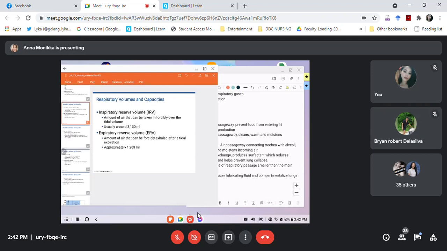The expiratory reserve volume or ERV is the amount of air, normally 1,000 to 1,200 ml, that can be expelled from the lungs after a normal tidal volume expiration. Even after the most strenuous expiration, about 1,200 ml of air remains in the lungs. This is what we call your residual volume, which helps to keep the alveoli open and prevent lung collapse.